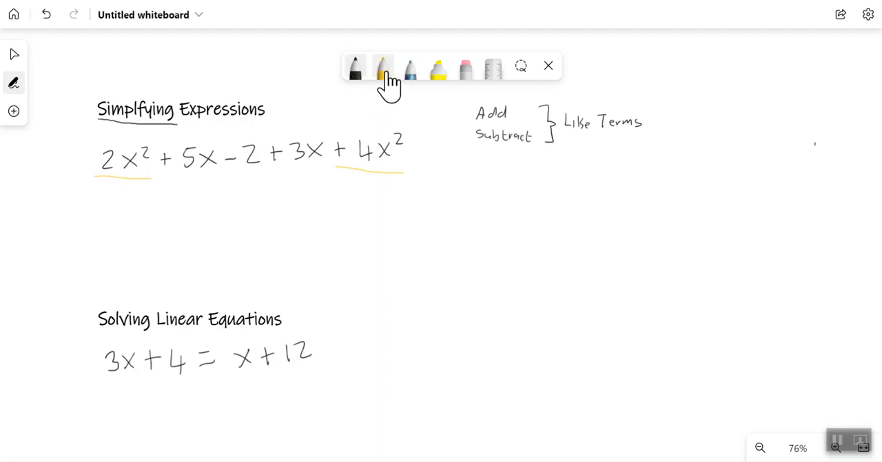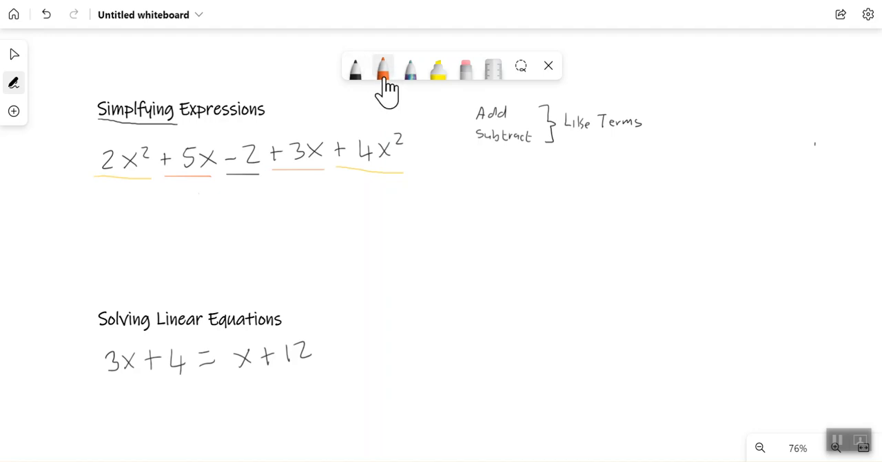If we take the next one, we have 5x and plus 3x. They are like terms because they have the same variable. And then all we have left is the minus 2. There's no other terms like minus 2. So we're allowed to group together or add together like terms.